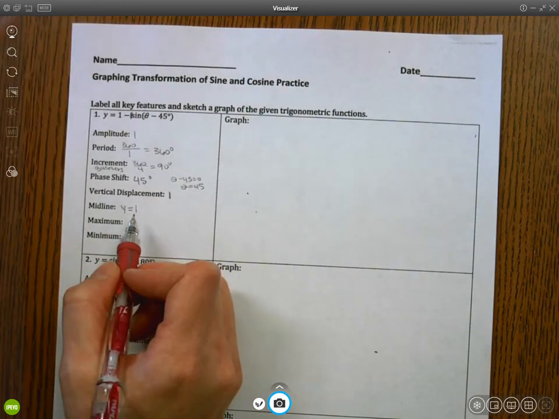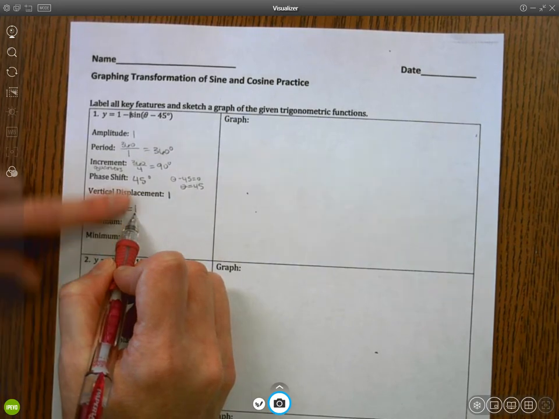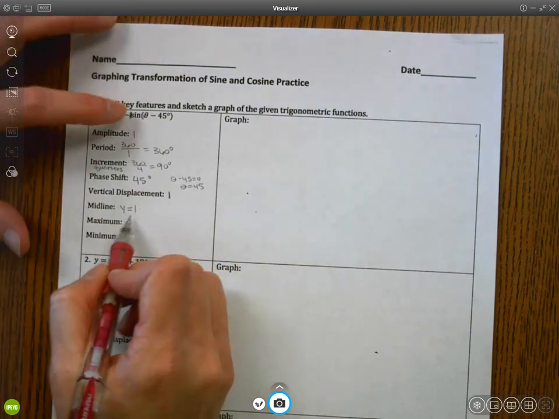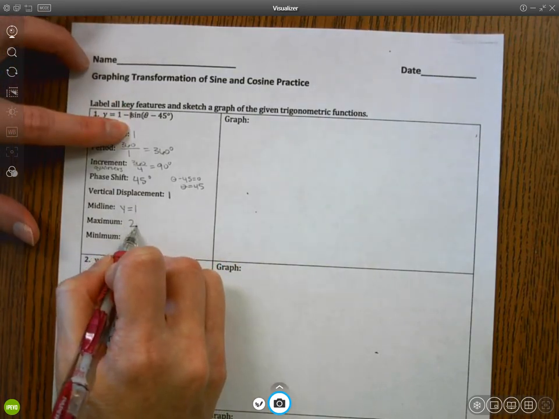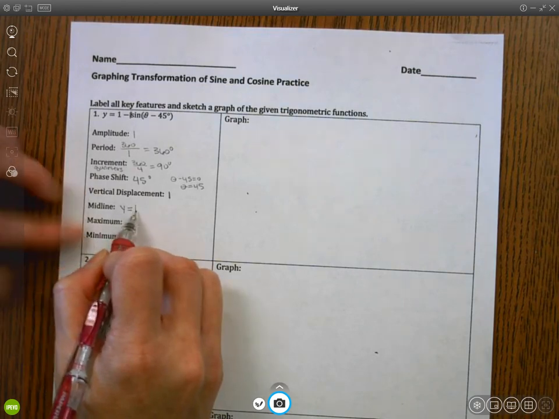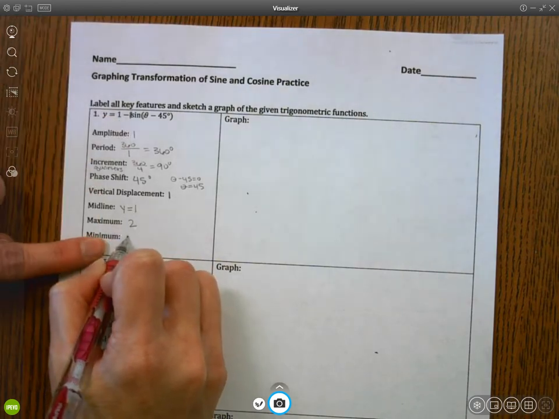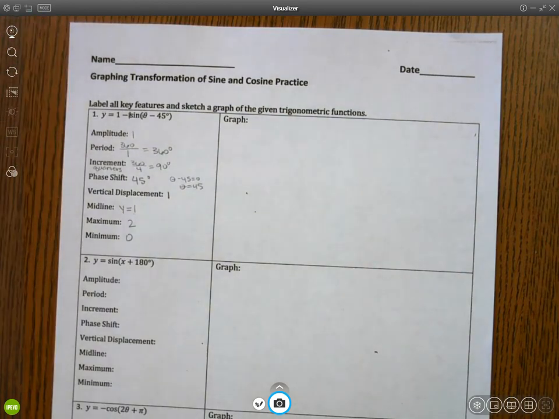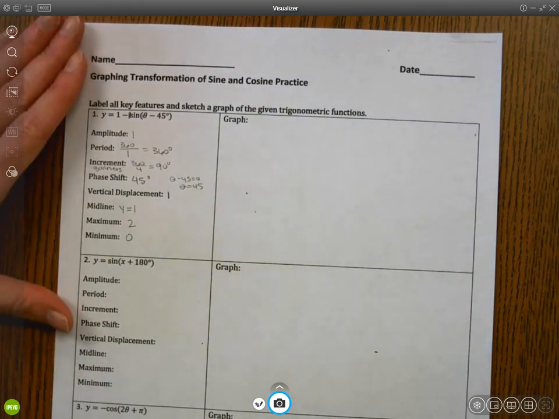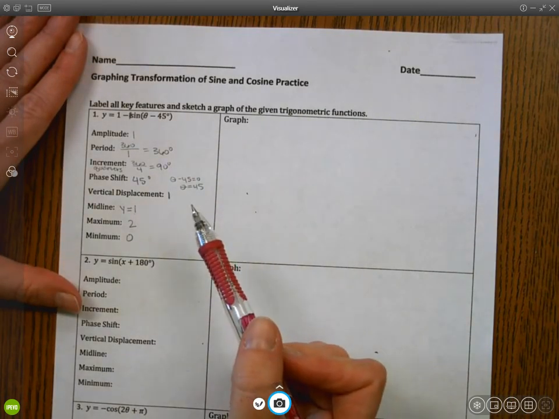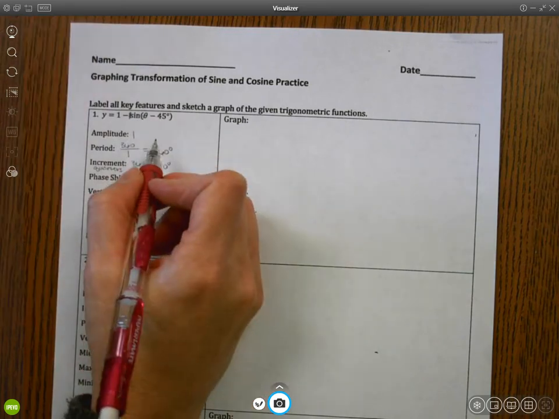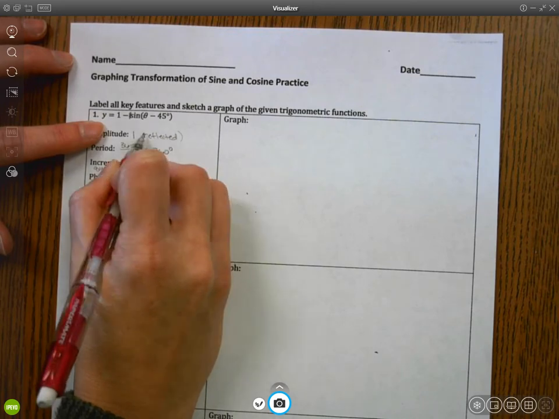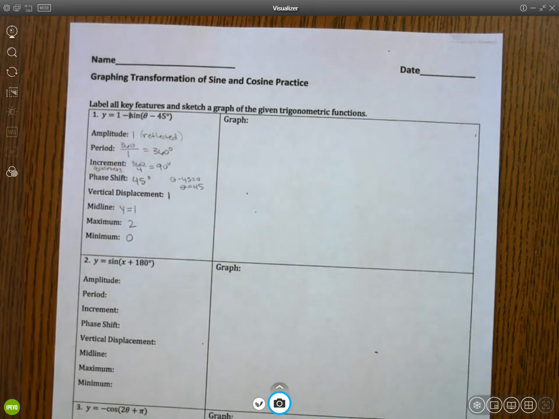So max, like the highest point on your graph, if the midline is 1 and the amplitude, which tells you how high and how low to go, is 1, then the maximum would be 2. The minimum, if the middle is at 1 and we go down 1, then the minimum would be at 0. All right, so this is how this information works. We are going to remember, first of all, this is reflected, so make sure that you remind yourself that because you'll forget when you go to graph if you haven't written it down in your info.